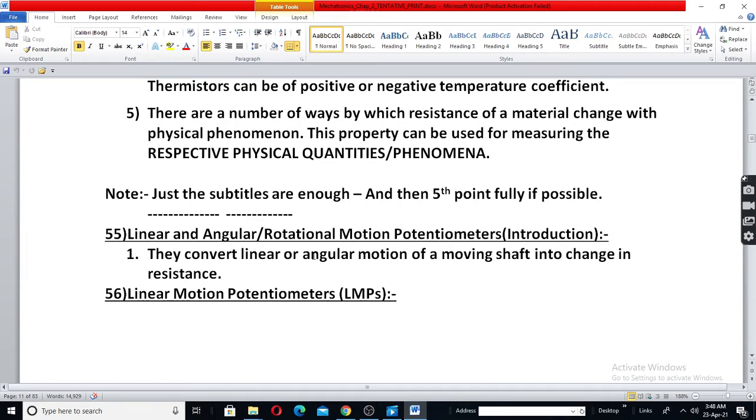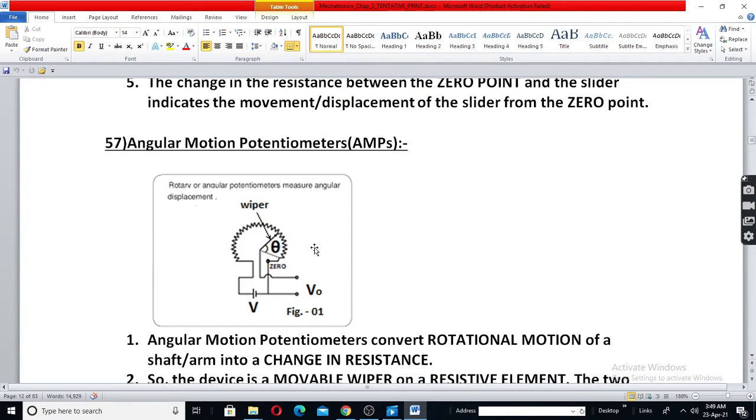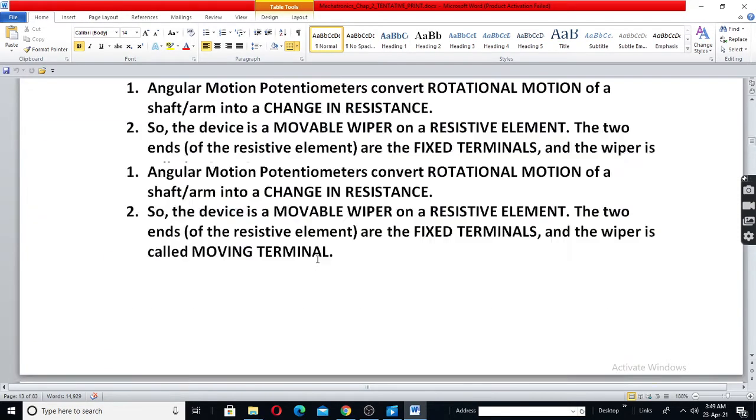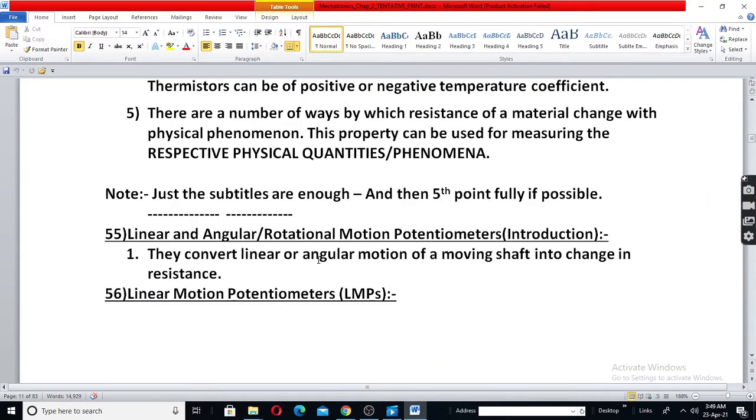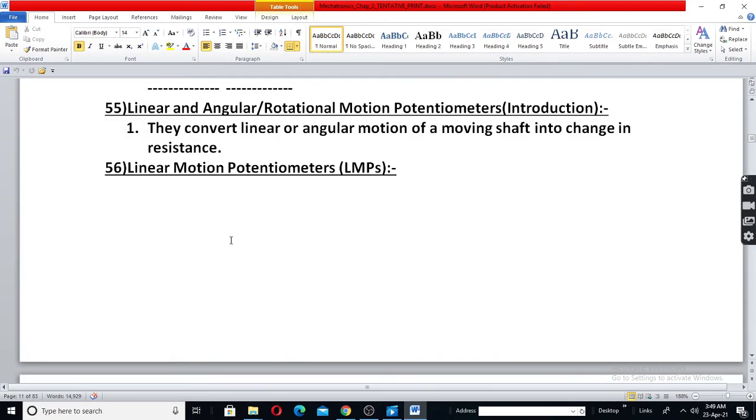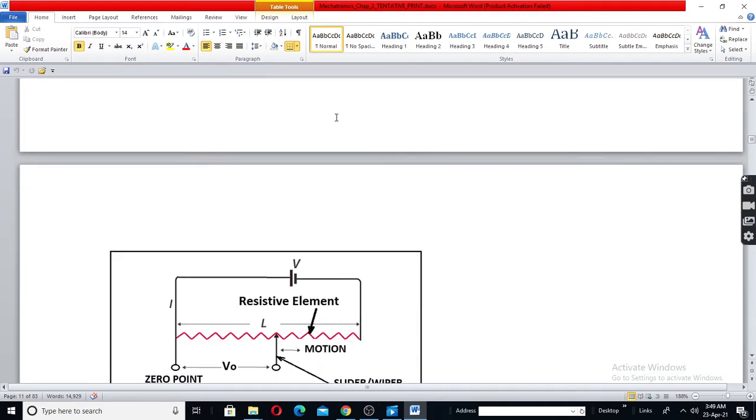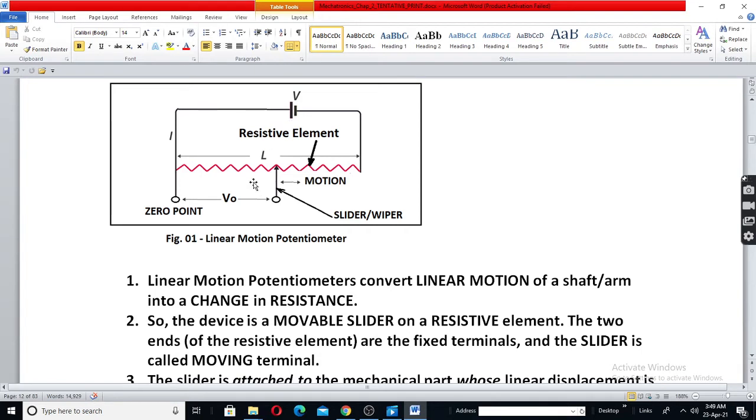You have both linear and angular potentiometers. So it is very simple. Linear potentiometers convert linear motion to change in resistance. Rotational motion potentiometers change angular motion to change in resistance. So the linear motion potentiometer you have here like this.